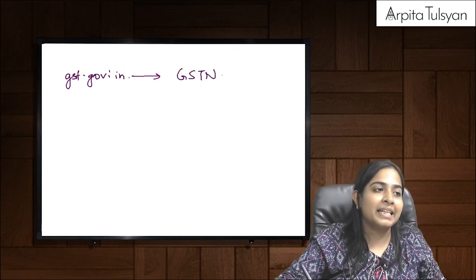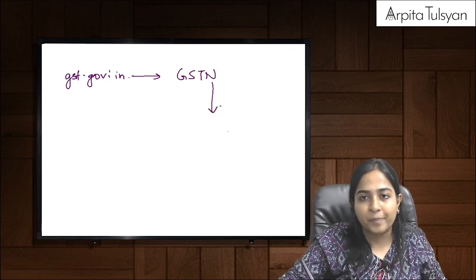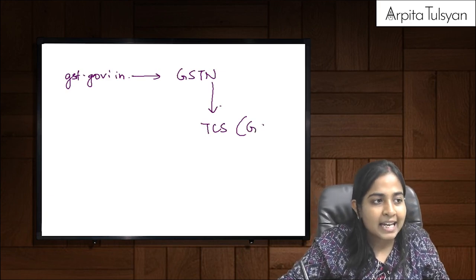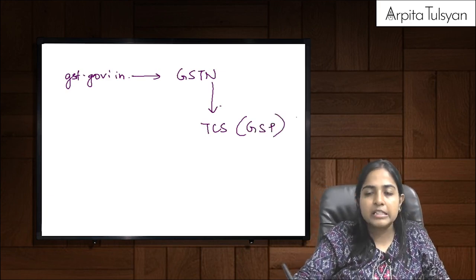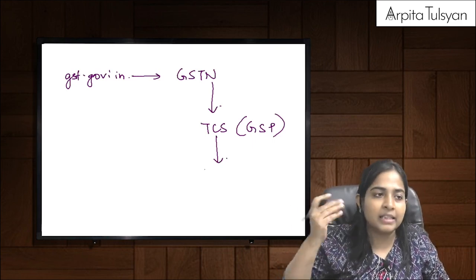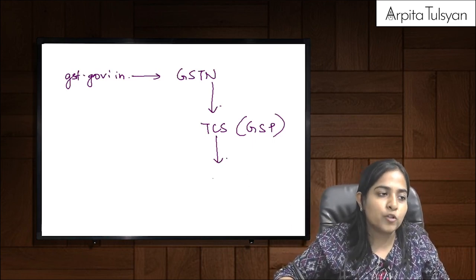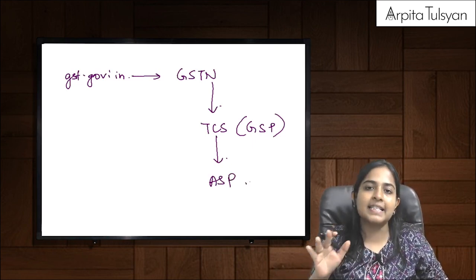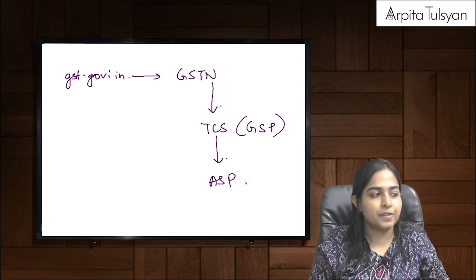Okay, GSTN takes the help of whom? It takes the help of TCS, for example. So TCS will be called a GSP, GST Suvidha Provider. And TCS can also take help from any third party. Those people will be called application service providers. Okay, this is how the entire thing flows.